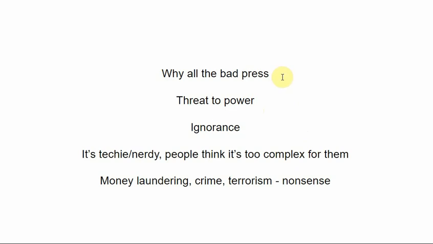Now, why all the bad press? Because you'll hear about Bitcoin and money laundering and terrorists and it's all so horrible and I don't know, Charlie Munger, the Warren Buffett's sidekick, said it's like harvesting dead babies' brains or something. I mean, these people are psychopathic.